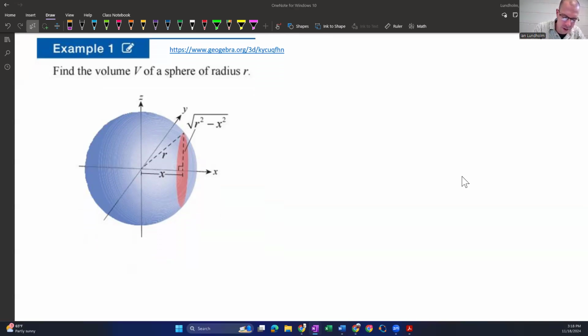Overall, the integral is going to look like, well, volume equals the integral from, for right now, I'll just say a to b. These are going to be x values that we're going to figure out shortly. And we need to come up with some kind of function that gives us cross-sectional area.